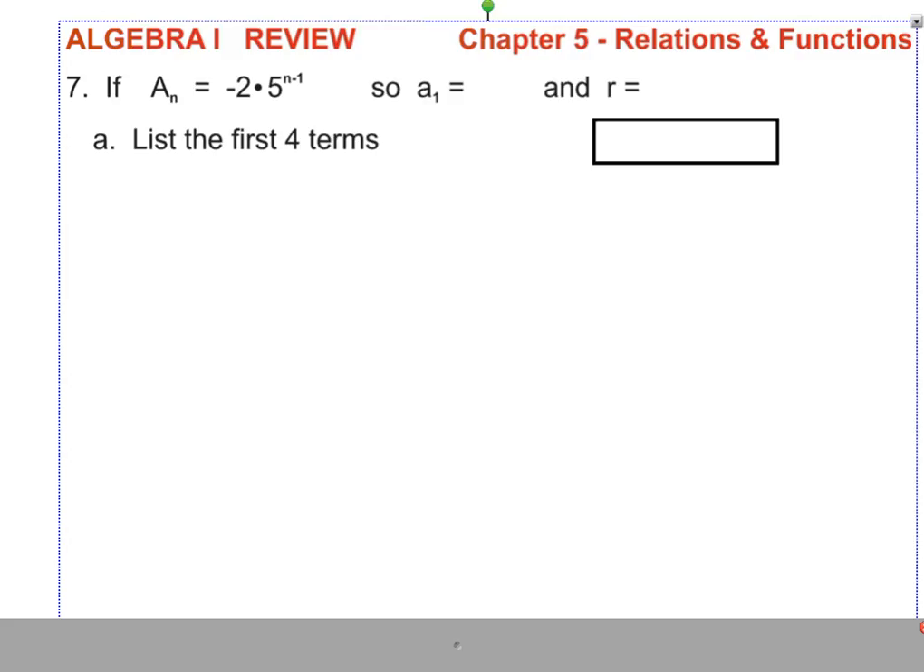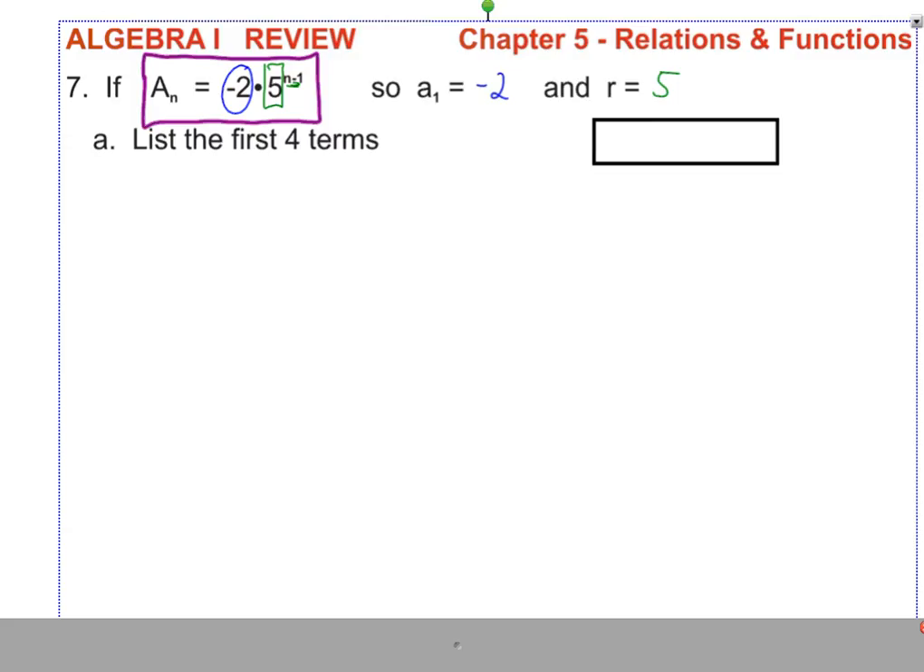So we take a look at this sequence here, and I'm looking right here now. I have to understand what's given here, and I have to understand this is the explicit formula. From this, I therefore know the first term is right here. It is the coefficient or the multiplier. I also should know that the base of this exponent is the value of r. So I know that r is a 5, and I know that the first term is a -2.